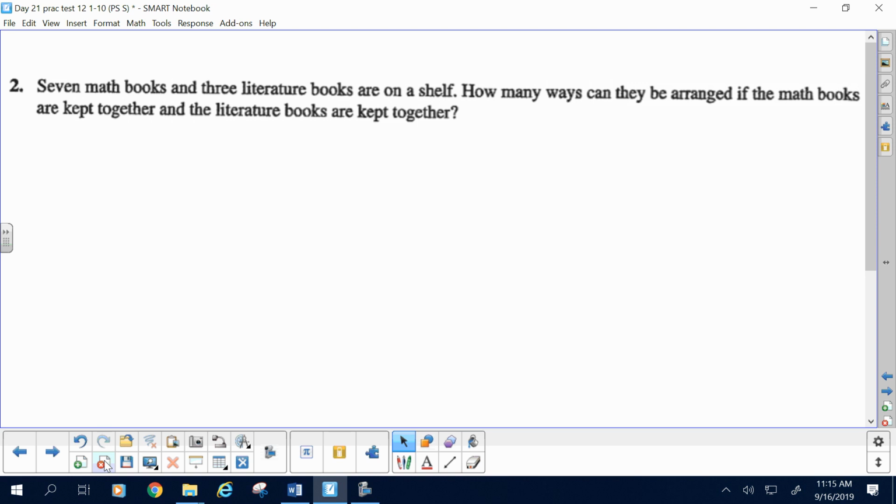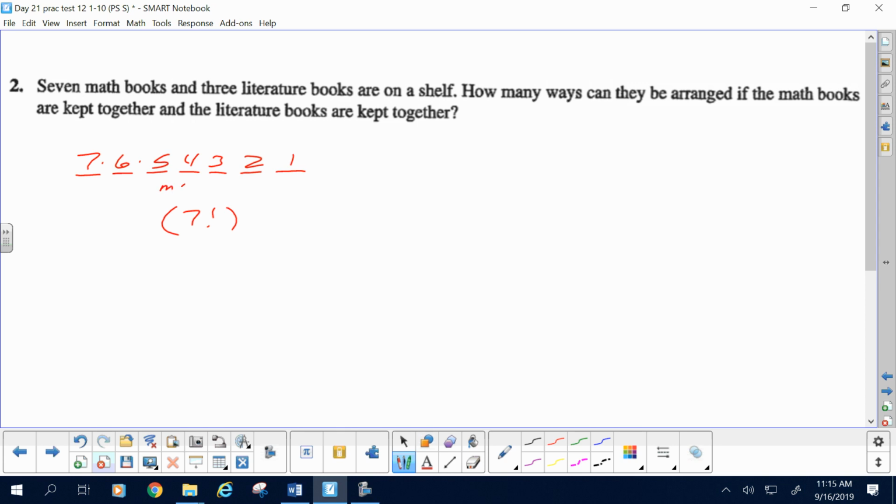How many ways to arrange the 7 math books? How do you say it? 7 factorial. 7 books, then 6 books for the next spot, 5, 4, 3, 2, 1. So that's 7 factorial for the math. Cool. And then what about the lit books? 3, 2, 1, or 3 factorial. Lit. Cool. 3 factorial. That's my answer, right?